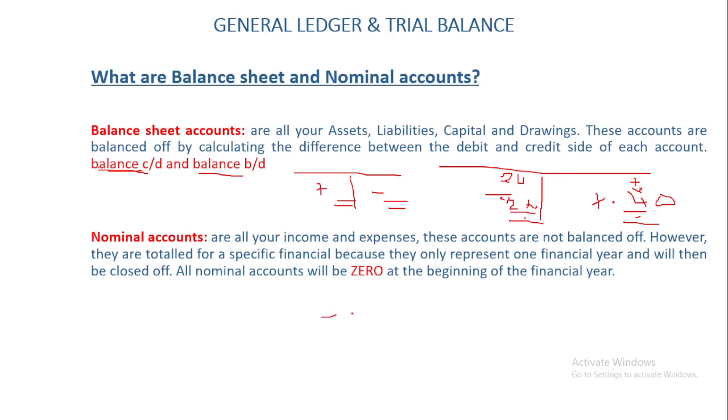And then we're going to have your nominal accounts. Your nominal accounts are all your income and expenses. These accounts are not balanced off, however they are totaled for a specific financial period, because they only represent one financial year and will then be closed off.